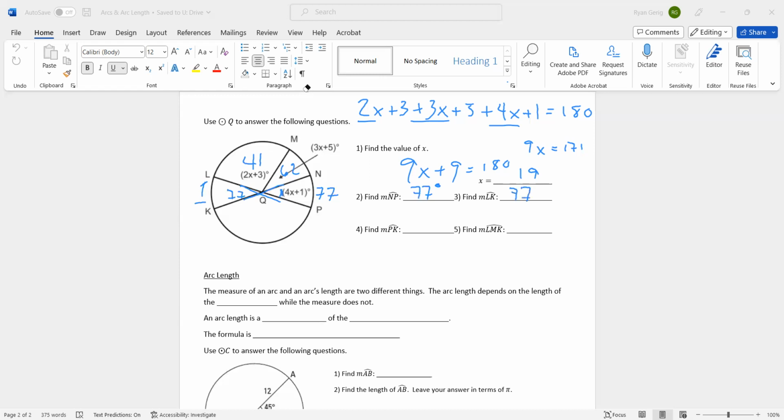And the measure of PK. Again, there's nothing there. There's a couple different things you could do. I'm going to go ahead and erase my stuff here because I'm going to show you what's happening. I see that KN is a diameter. That's 180 degrees. This part's 77. What's left to finish the semicircle? Well, that's 180 minus 77, which is 103.